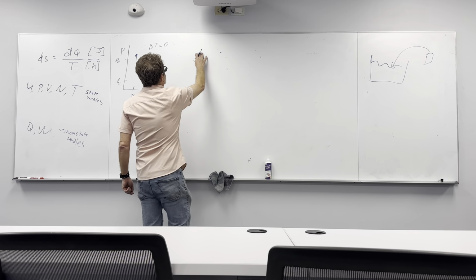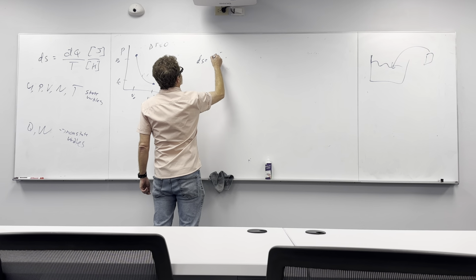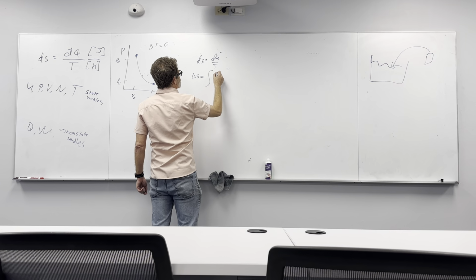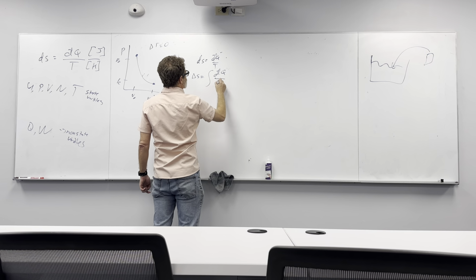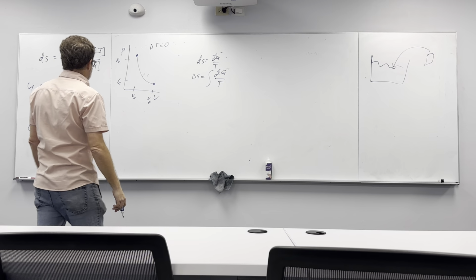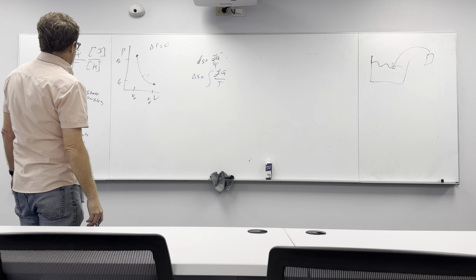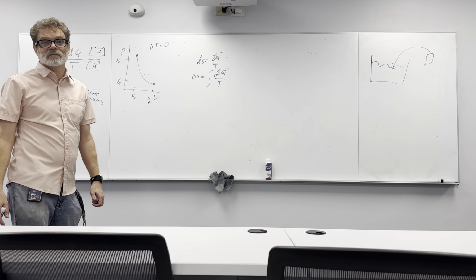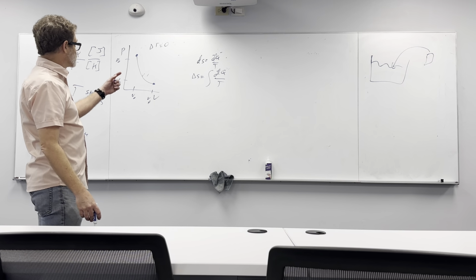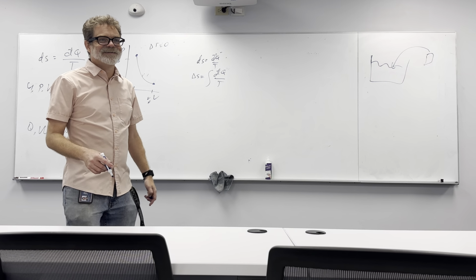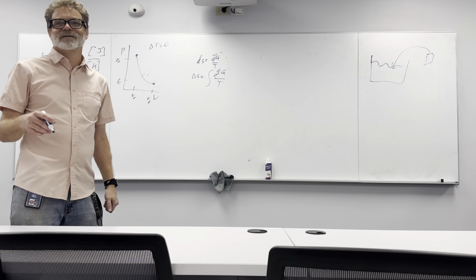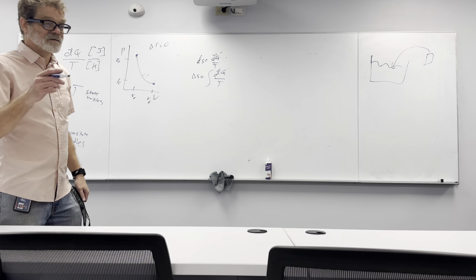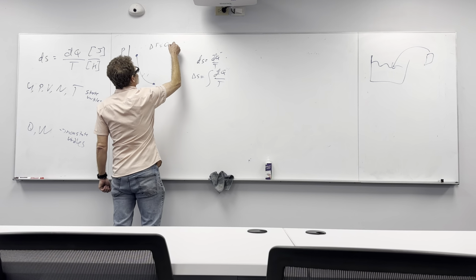We want to calculate dS, right? Which is dQ over T, or delta S is the integral of dQ over T. So I've got to find dQ for this process. Let's see if we can do it. So what do we know about isothermal? Somebody give me something. Temperature's constant. Okay, I already got that. Good job. Something else. The change in internal energy is zero.